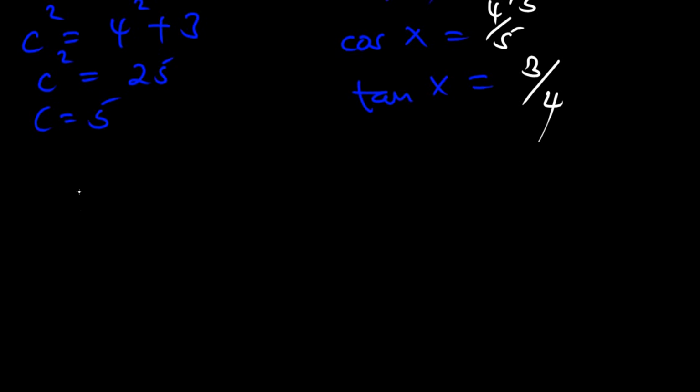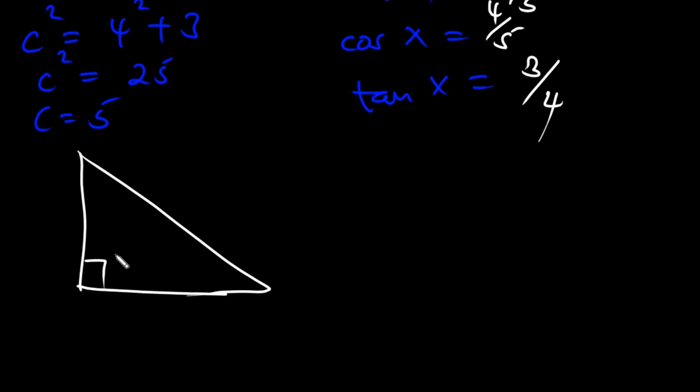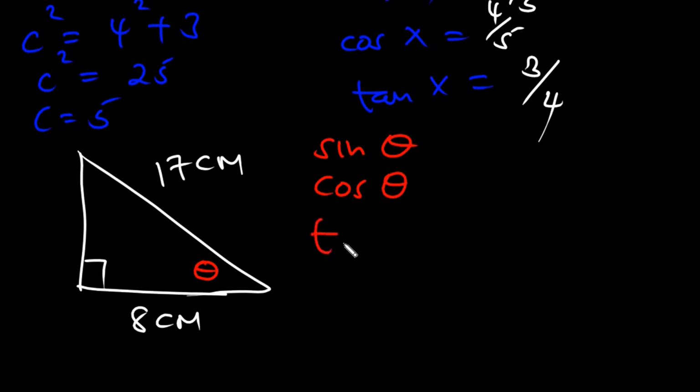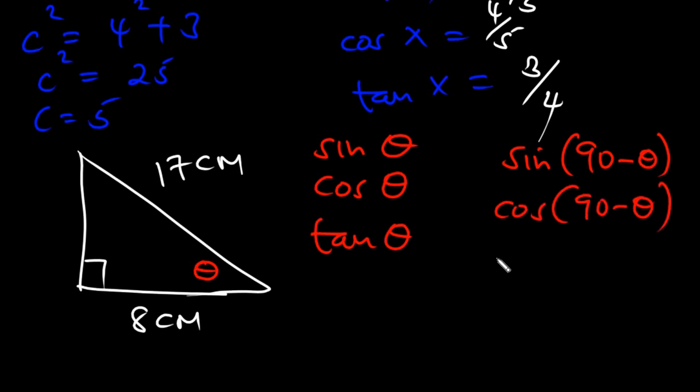So let me draw a simple sketch of a right-angled triangle that way. So let's have this as 8 centimeters and this as 17 centimeters, and let's have this angle as theta. So go ahead and try to work out the sine of theta, the cosine of theta, the tangent of theta, and then go ahead and work out the sine of 90 minus theta, the cosine of 90 minus theta, and then the tangent of 90 minus theta.